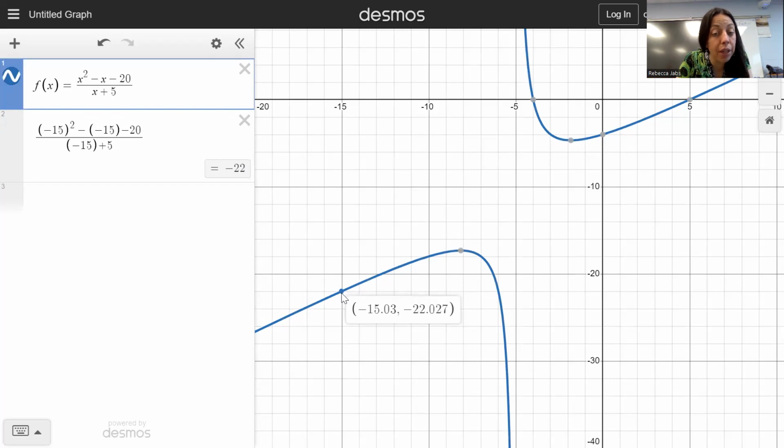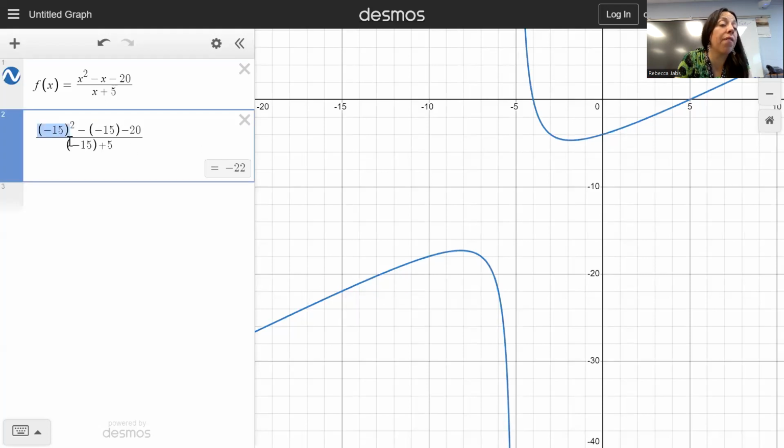And notice again, I'm pretty close to -15, I'm pretty close to -22. But I don't have to use a graph to do that, since this graph is continuous at -15. I can just plug in -15 and get -22.